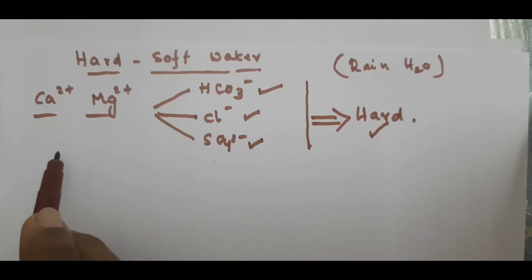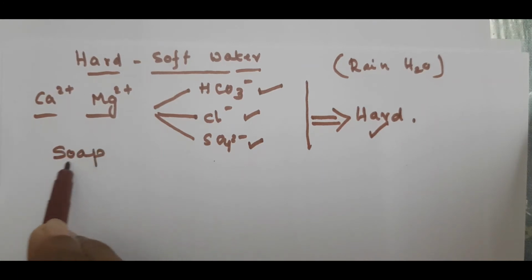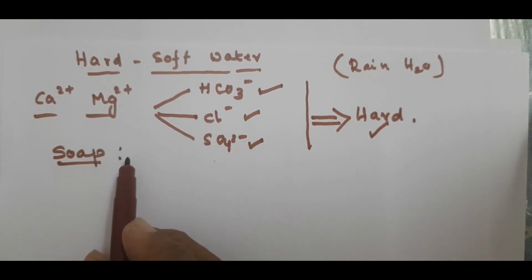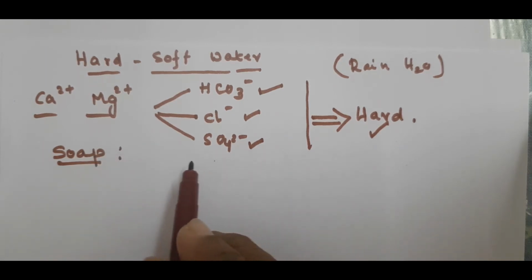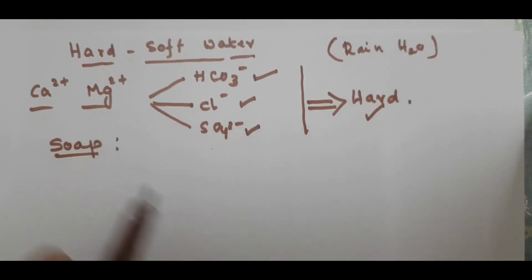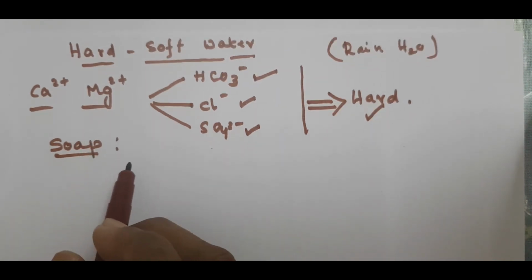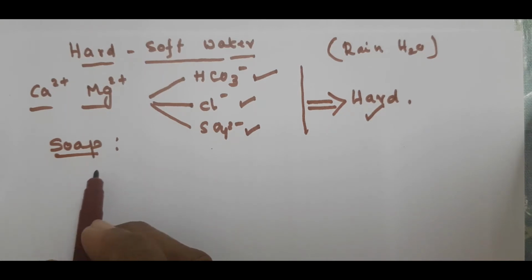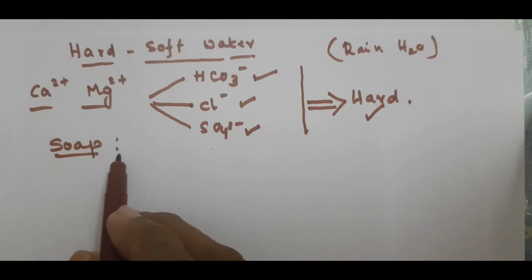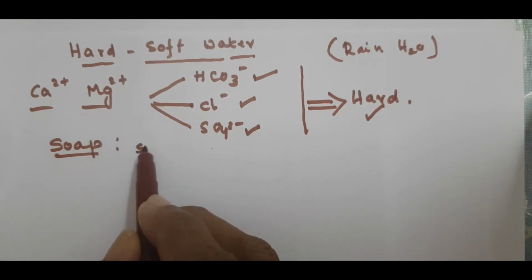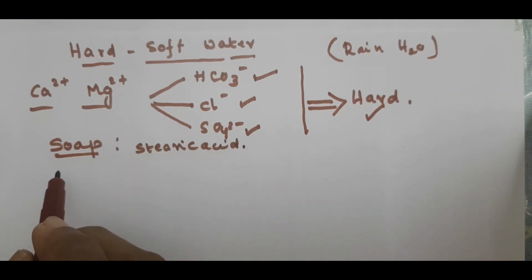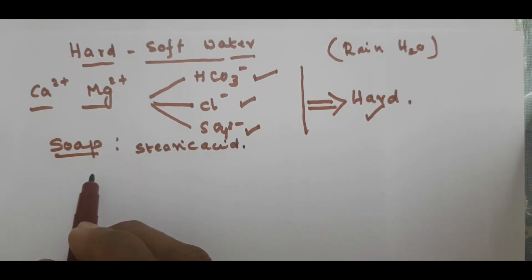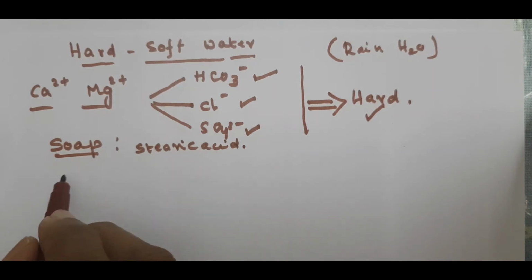Okay. Now we will see how it reacts with soap. You already studied that soap is the sodium or potassium salt of a long chain fatty acid, isn't it? The definition of soap says that soap is nothing but the sodium or potassium salt of a long chain fatty acid or a long chain carboxylic acid. If you take an example of a long chain carboxylic acid like stearic acid, the sodium salt of that, sodium stearate, is called soap.